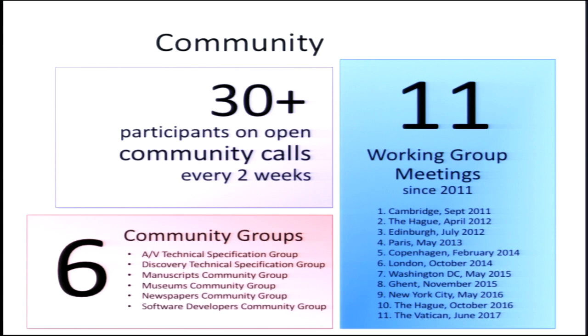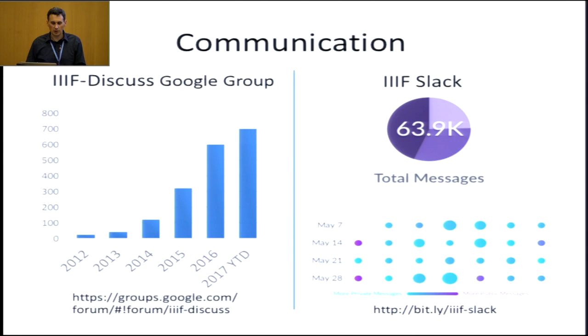IIIF is also about communication. So in 2011 and 2012, we started a Google group as a way to facilitate communication, and you can see the membership and how it has climbed year over year. We're a little less than halfway through 2017, but we're on pace to have more than 1,000 members actively participating or lurking on the IIIF discuss list in the next year to 2 years.